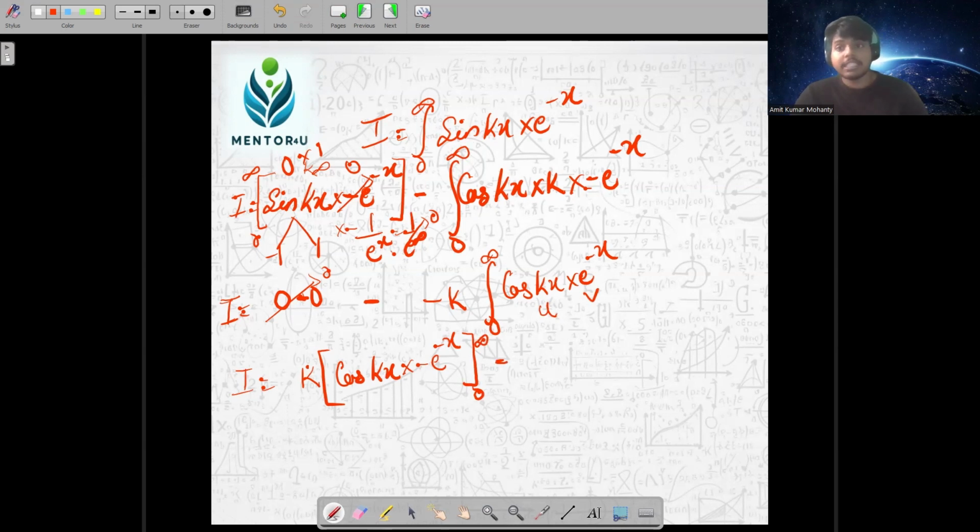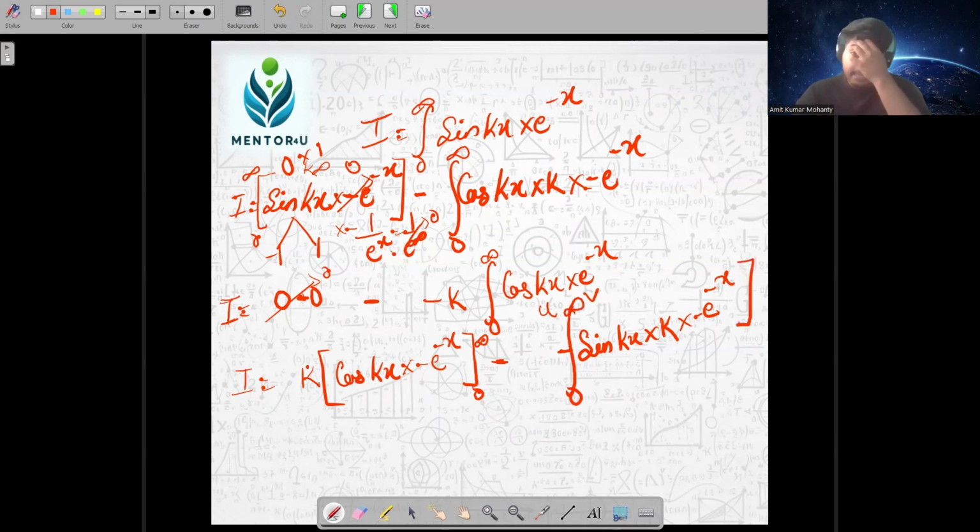Differentiation of cos kx is how much? Minus sine kx. Correct? So minus of minus sine kx, and differentiation of kx is k. So this is the differentiation of cos kx, the differentiation of first. So first into integration of second minus differentiation of first into integration of second. Integration of e to the power minus x is minus e to the power minus x. Yes. Is this clear? And we have to apply the limits on this particular part, 0 to infinity. Clear?